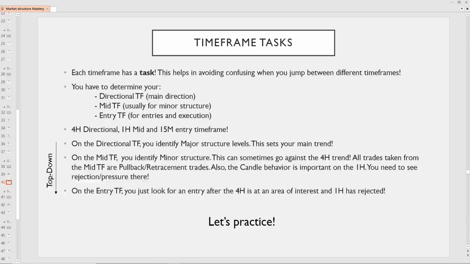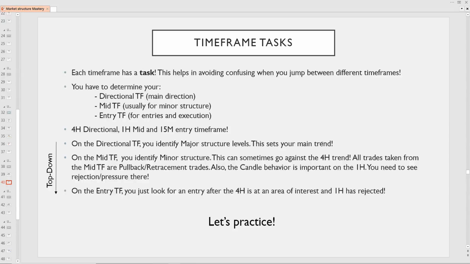All right, and here is your top-down analysis process. So you start from your directional time frame where you identify the major structural levels. So this is your major higher low, your major lower high, and just the major structure. Because again, if you remember previously, as long as the market is trading above a major higher low, we take longs. And as long as the market is trading below a major lower high, we take shorts. So again, it's super important to mark those major structures on the 4 hourly, of course, okay? Because this is gonna set your main trend and main direction.